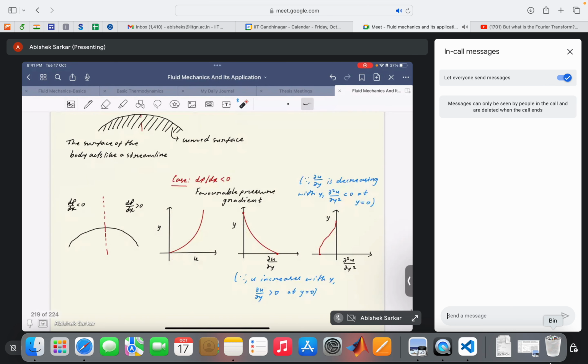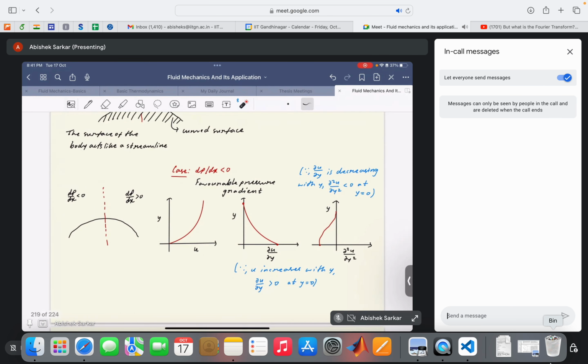Okay, so this is again a schematic diagram that shows the variation of u, the velocity gradient, and the second derivative of velocity with respect to y for flow over this curved surface. Okay. So for the case of dp/dx less than 0, or basically favorable pressure gradient, we saw that the favorable pressure gradient induces a flow towards the x direction. So inducing a flow basically means that the flow velocity increases as we go in the positive x direction, right? So that is what is being shown here.